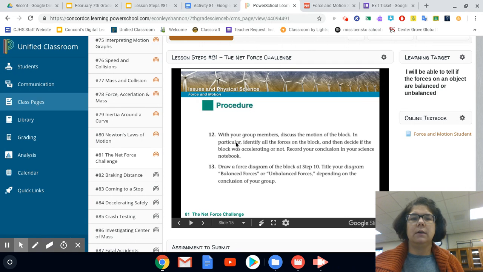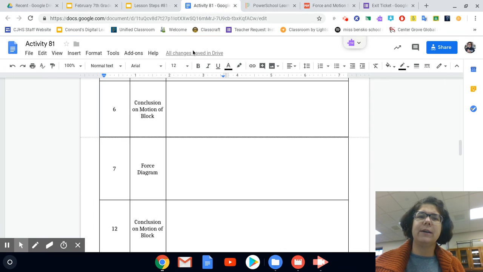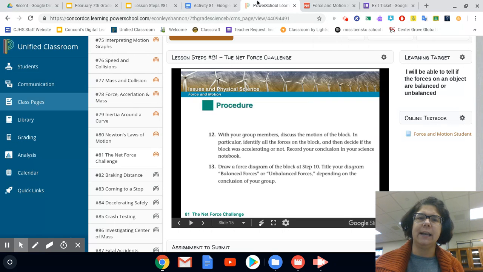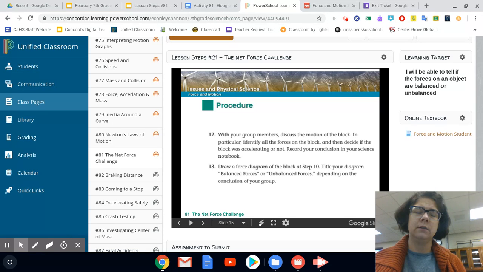Okay. With your group members, discuss the motion of the block. Discuss how much force it took to move it. And you're going to record this not in your notebook, but in the conclusion on motion of block for step 12. And then you're going to draw a force diagram for step 13. Okay, draw the force diagram of the block at step 10. And then underneath it, I want you to label, is this a balanced force or unbalanced force? And you will have to decide as a group which way you should label it.